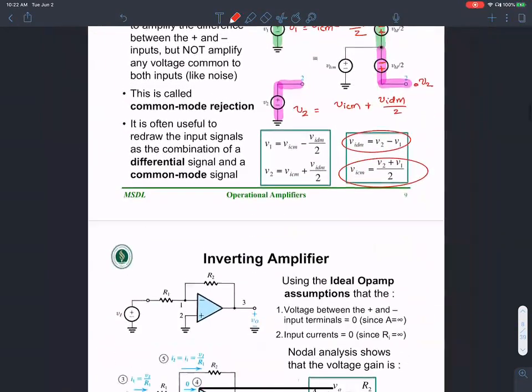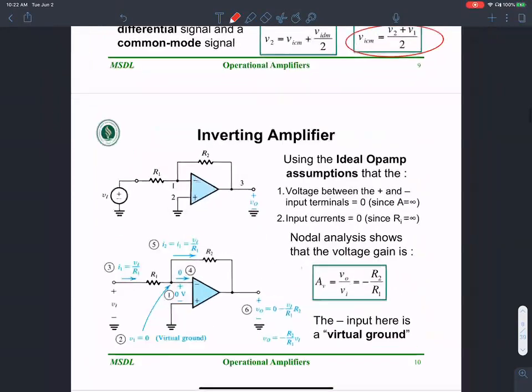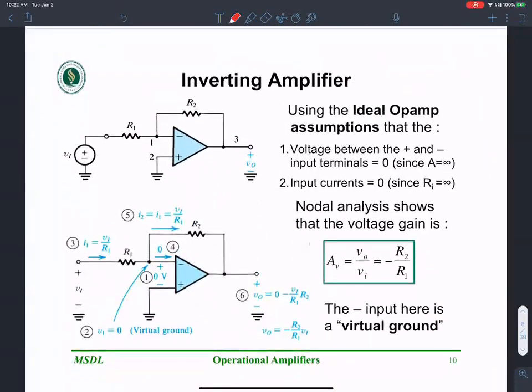Now let's look at some simple applications of amplifiers.